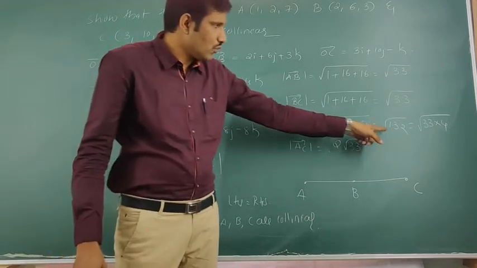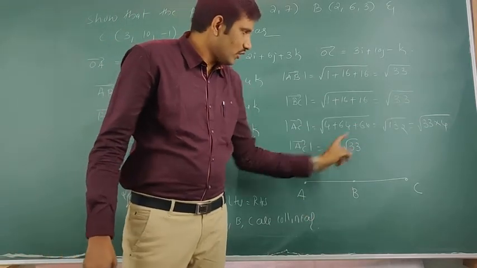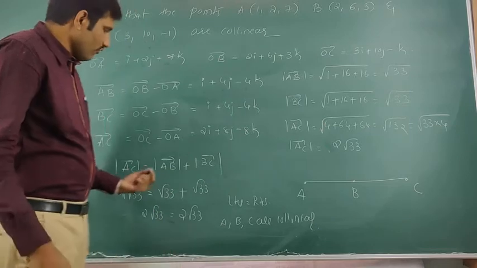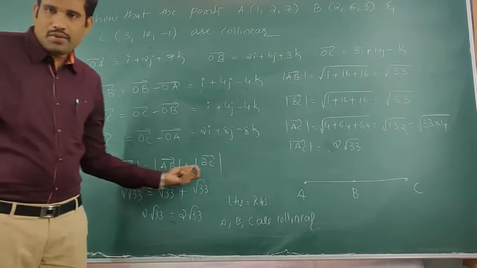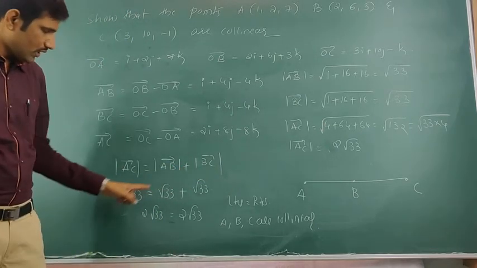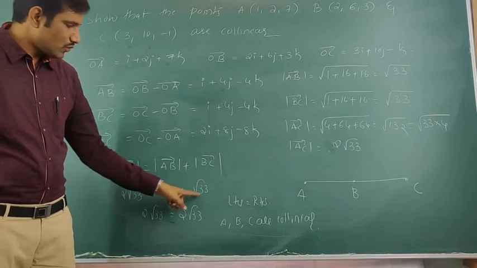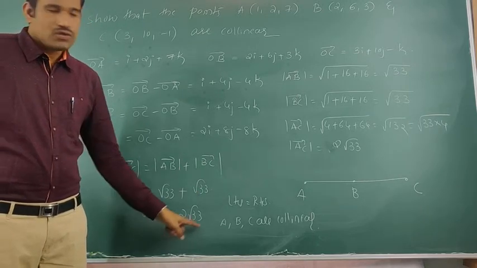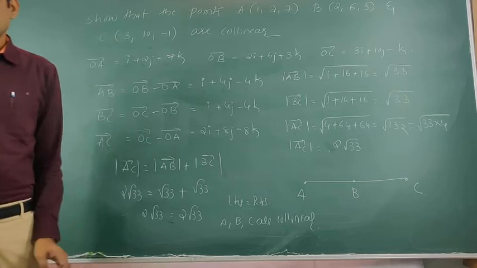So here AC is root 132, that is 33 into 4, that is 2 root 33. So therefore AC is equal to AB plus BC. Therefore 2 root 33 equals root 33 plus root 33. So both are the same. Therefore A, B, C are collinear.